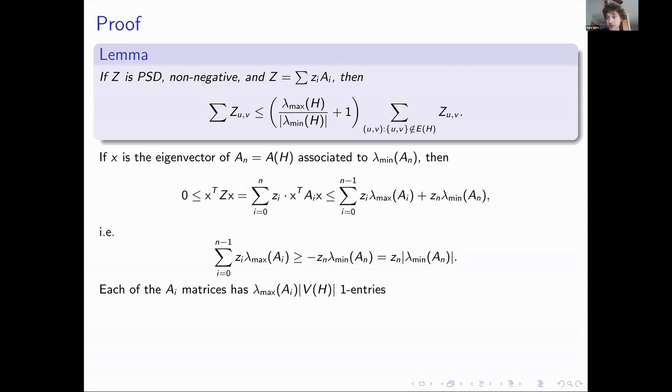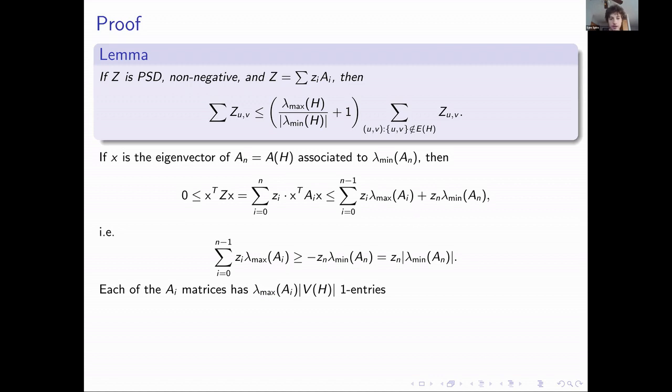H we're assuming is vertex transitive. And basically by the conditions I put on these HI graphs, they're also all going to be vertex transitive. In particular, they're all going to be regular graphs, and they're going to be regular of this degree, lambda max of AI. So if you look at every row of each of these matrices, you're going to see exactly this many ones. So in total, the number of ones is exactly this quantity here.